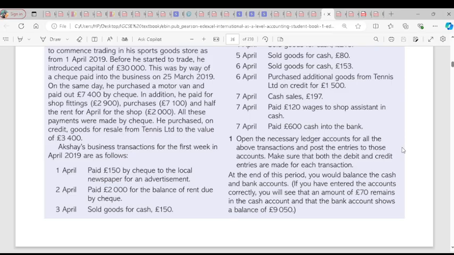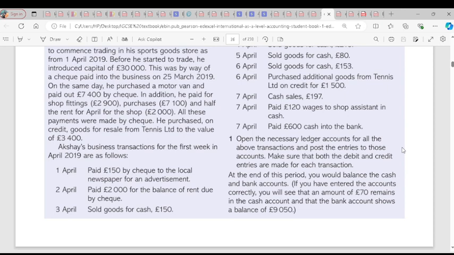Then we have rent. Half the rent for April for the shop, 2,000, was paid. So we have our rent account, and in your bank account, you're going to have rent for 2,000. I started with rent because it was on the 25th of March. I think you understand. Though the transaction is late, it was done on the 25th of March. Do you understand? Yes. Okay.